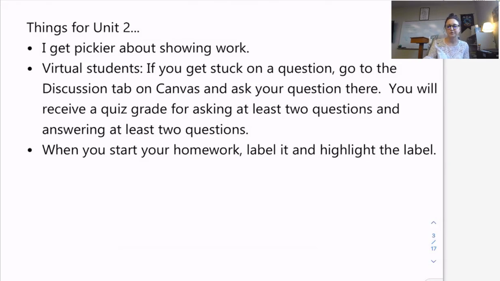Virtual students, if you get stuck on a question, please go to the discussion tab on Canvas and ask your question there. You are going to receive a little quiz grade for asking at least 2 questions and answering 2 questions throughout Unit 2. And then remember, especially my face-to-face students, when you start your homework, label it and then highlight where your homework starts and where your notes end so that I can find that easily.